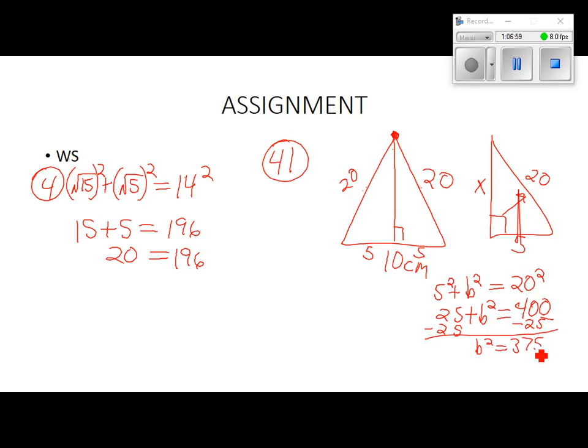Now what do you do? Take the square root of that, what do you get? 19.4, let's say. Does it make sense for that height to be 19.4? Yeah. What's it gotta be less than? 20. Is it less than 20? Yes. Do that next time, and I will not do a whole bunch of them, so don't forget to do it.